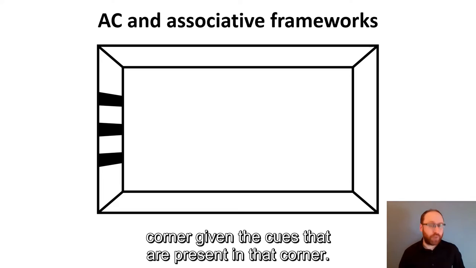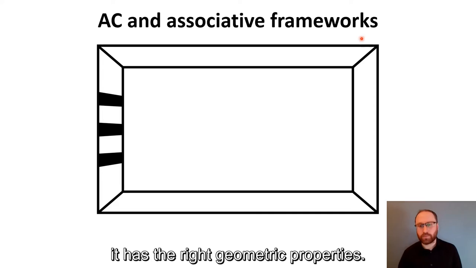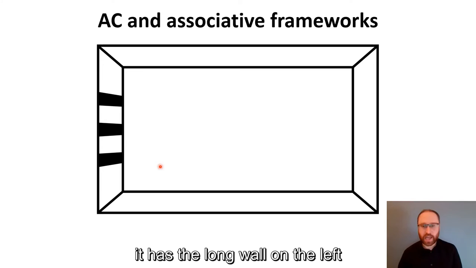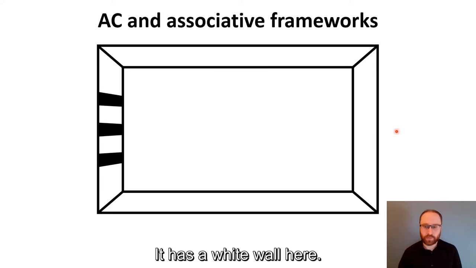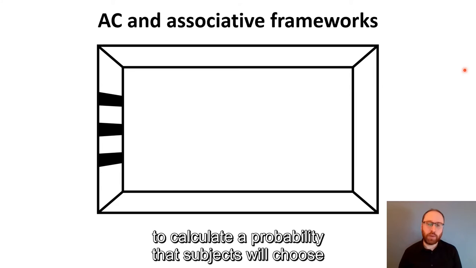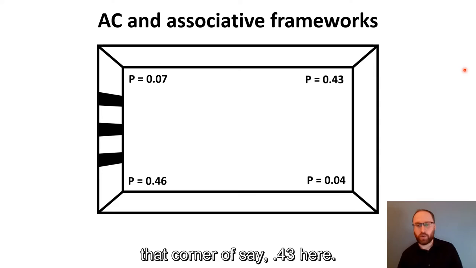So suppose we consider this corner here. It has the right geometric properties. So just like the correct corner, which is here, it has a long wall on the left and a short wall on the right. But it has the wrong feature properties. So it's not anywhere close to three black stripes. It only has a white wall here. So this kind of information is used to calculate a probability that subjects will choose that corner of, say, 0.43 here.